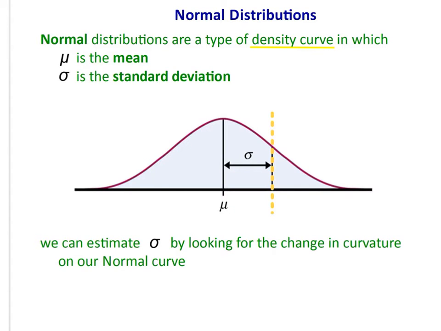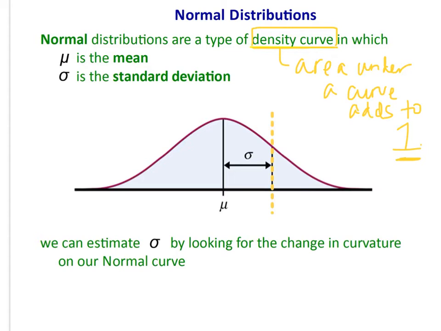So normal distributions are a type of density curve. Density curve is a new term for this course, and it is a curve where the area under the curve adds to 1, or the area has to add to 100%. So that's kind of a definition of density curve, and that's the component of a density curve that we really care about: that the area adds to 1.